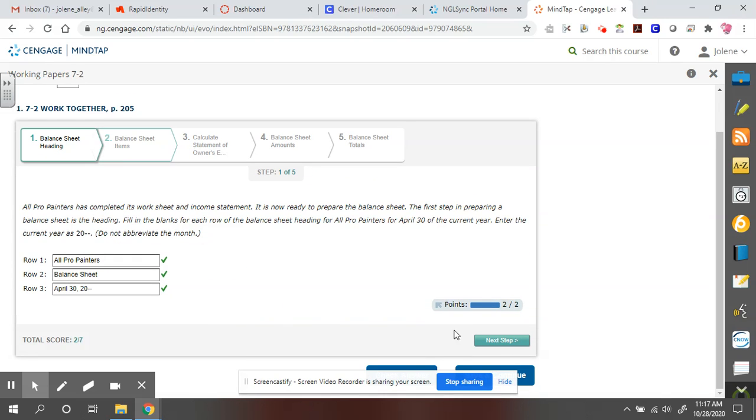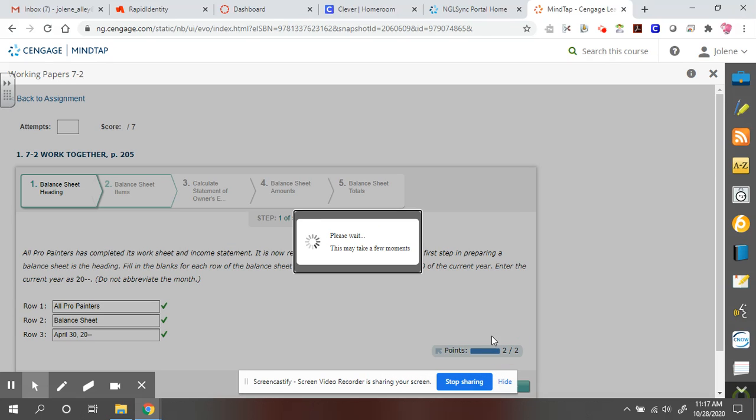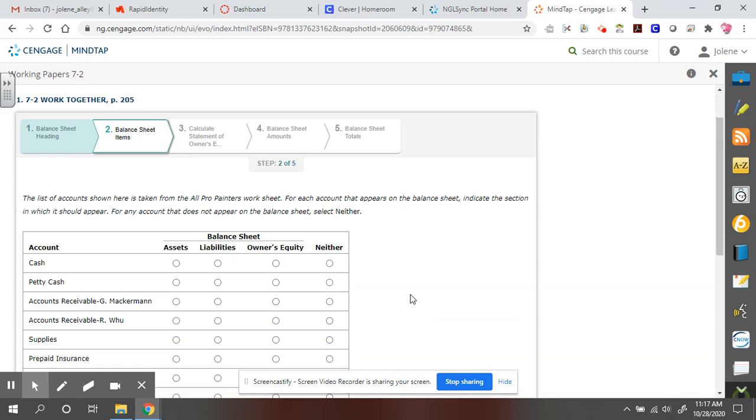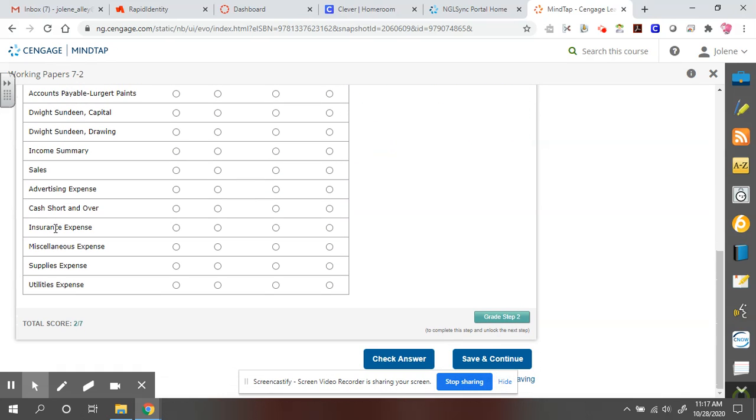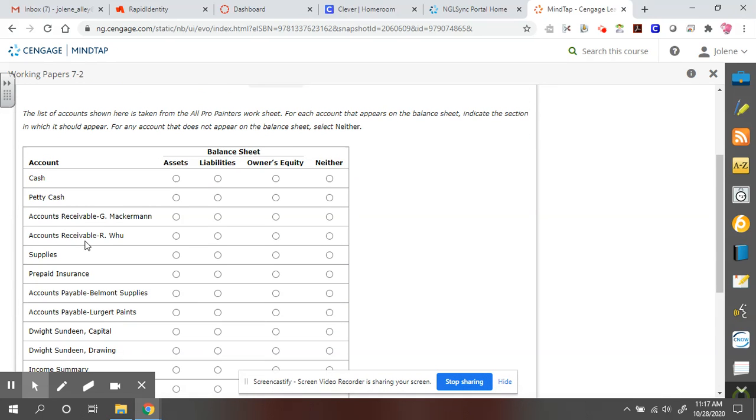So we're going to go to step 2, balance sheet items. Here it's asking us to color in the dot for those things that are assets or liabilities or owner's equity, because these are the things that are going to be in the balance sheet. It says if it doesn't go in the balance sheet, put it in neither. And these are all the items that were in the worksheet.